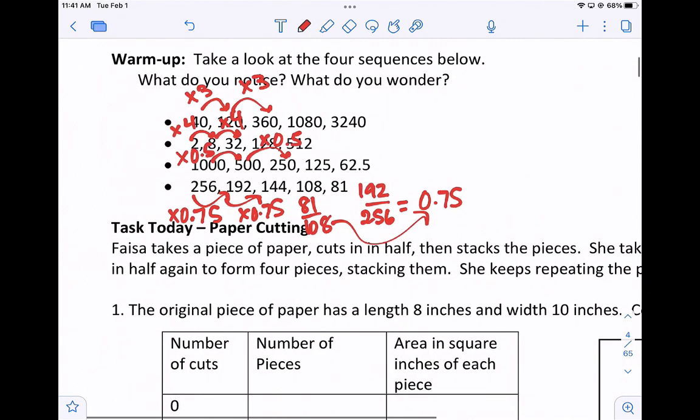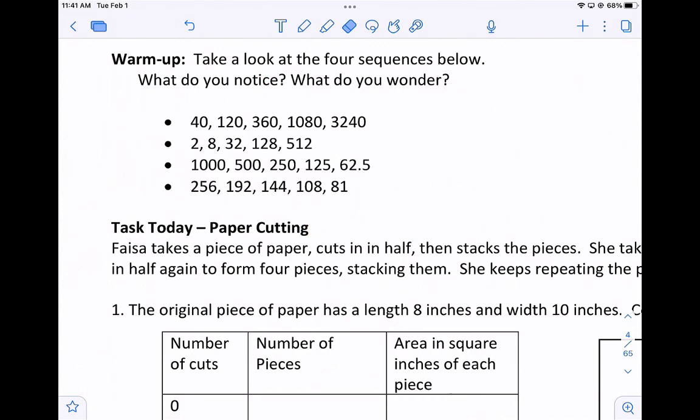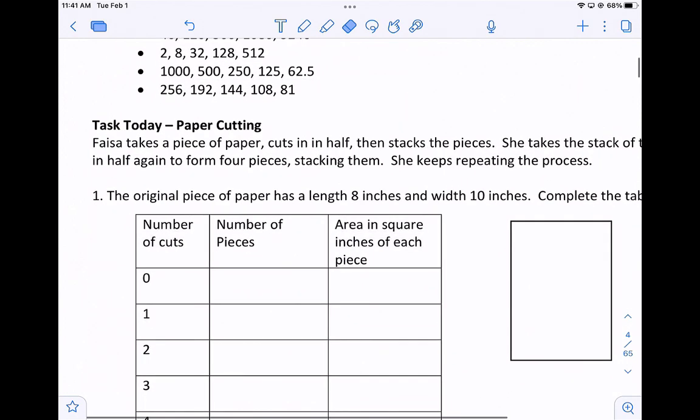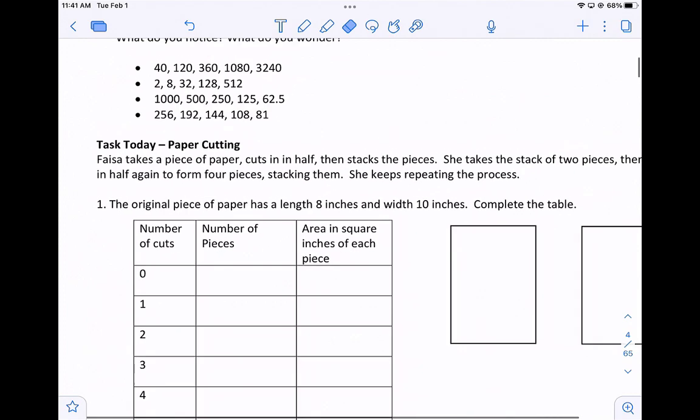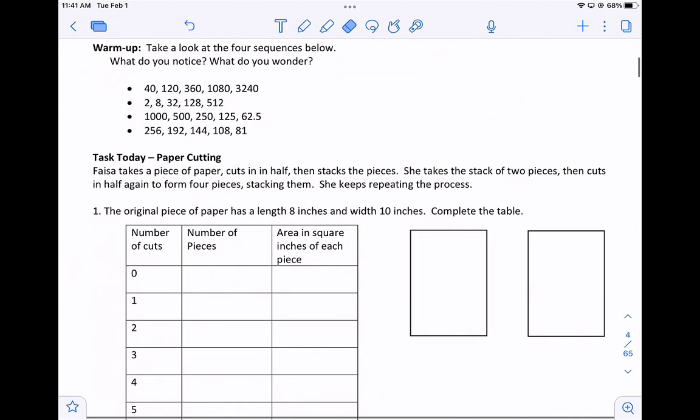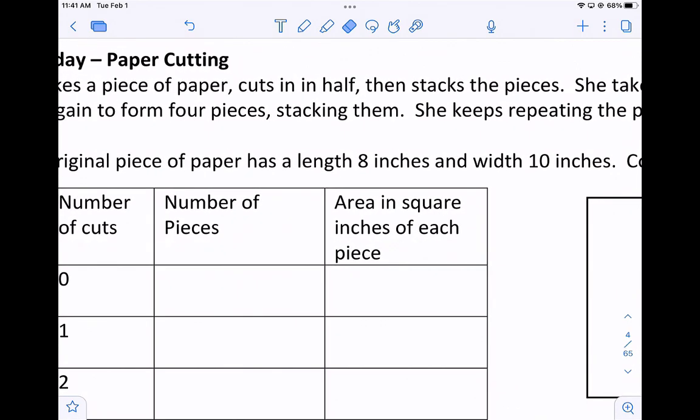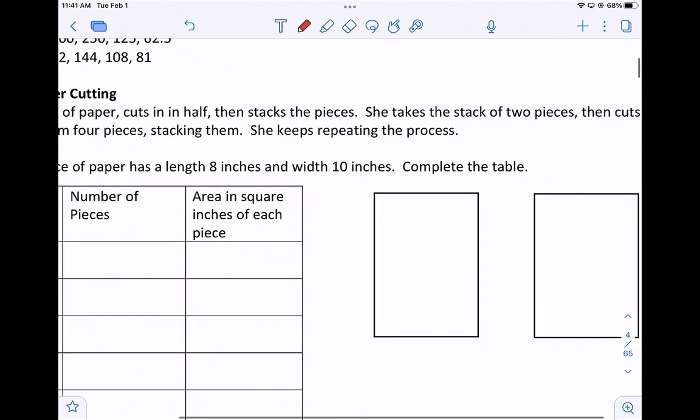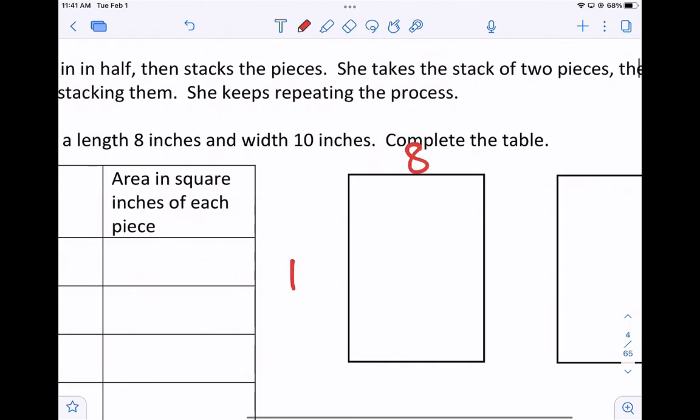All right, so our task today: Faiza takes a piece of paper, cuts it in half, and then stacks the pieces. She takes the stack of 2 pieces and then cuts them in half again to form 4 pieces, stacking them, cutting them in half, and repeating the process. The original paper has a length of 8 inches by 10 inches. Okay, so let's write that down, 8 by 10.